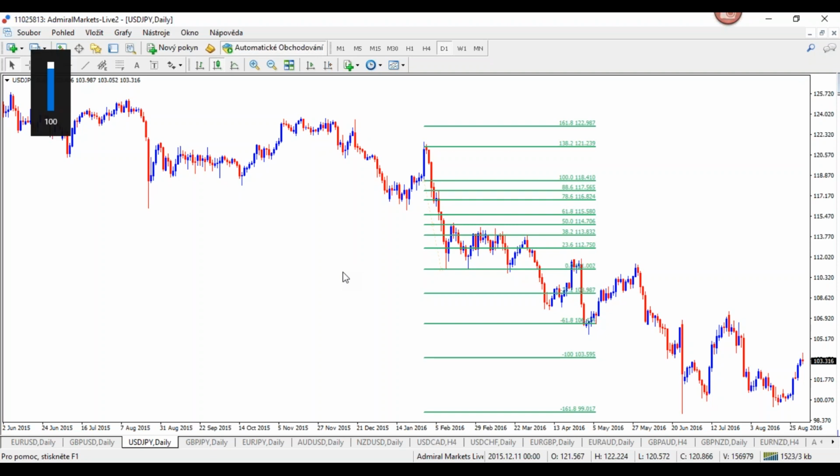Does anyone use fibs in their current strategy?